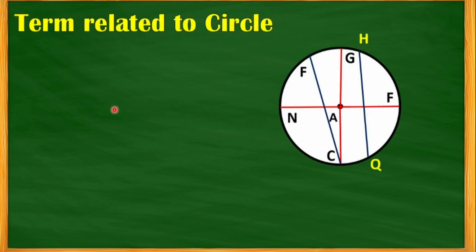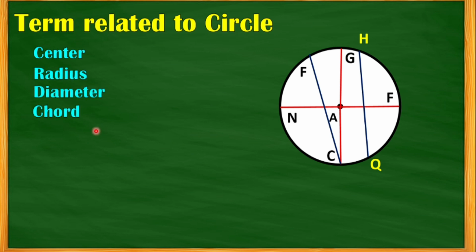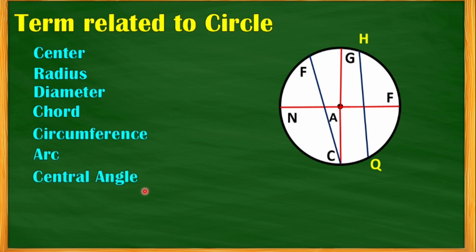So there are some terms related to circle. We have a center, radius, diameter, chord, circumference, arc, central angle, and inscribed angle. So let's define each of these terms.